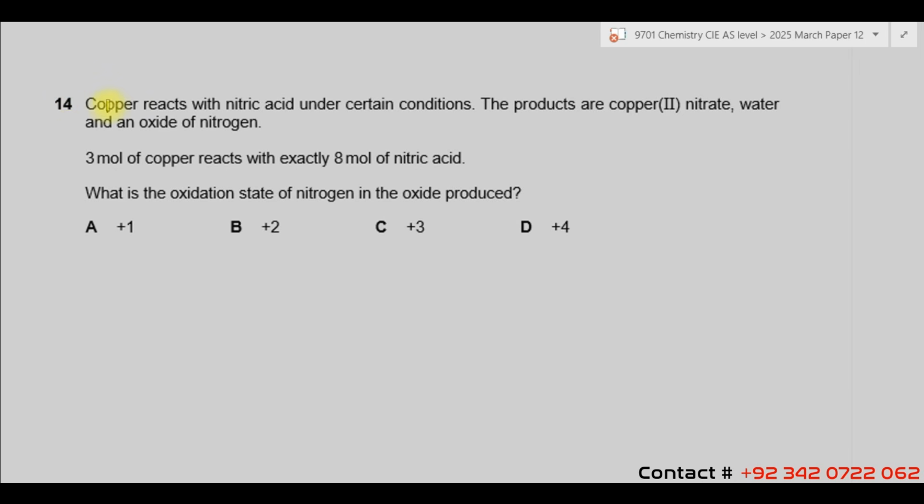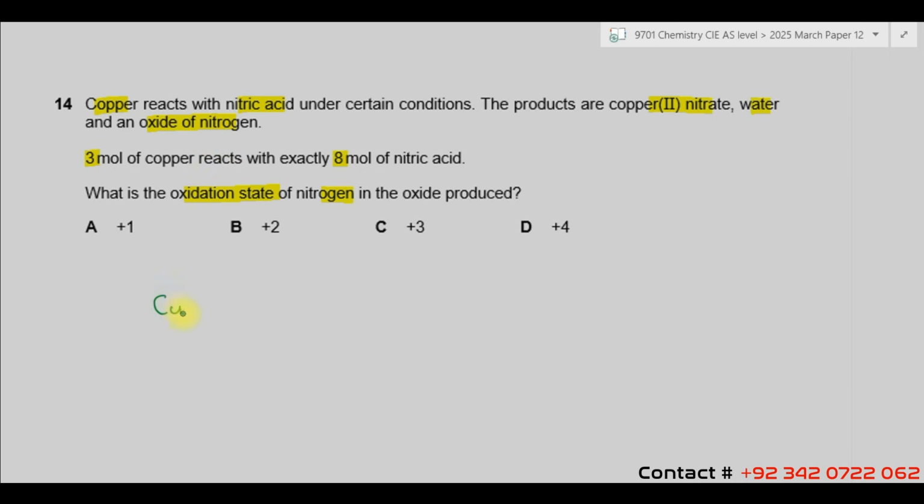Question number 14. Copper reacts with nitric acid under certain conditions. The products are copper 2 nitrate, water, and an oxide of nitrogen. 3 moles of copper reacts with 8 moles of nitric acid. What is the oxidation state of nitrogen in the oxide produced? Okay, they have given us the reactants and products. Let's write down the balanced equation.